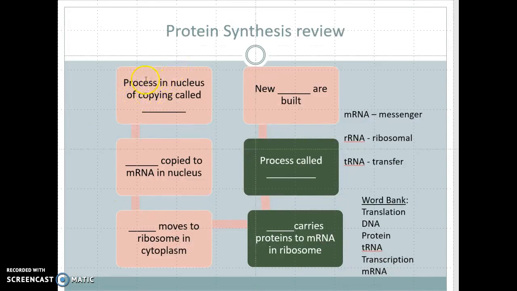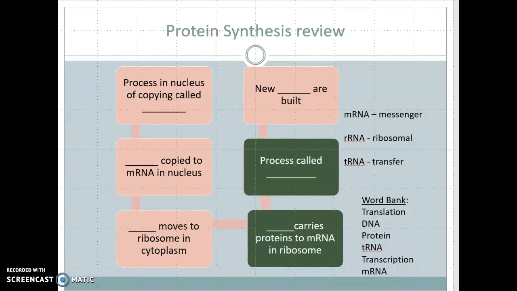So here's the review. The process in the nucleus is called transcription. The DNA is copied by the RNA. The mRNA, the messenger RNA, moves to the ribosome in the cytoplasm. New proteins are built, and this new process is called translation. And then the transfer RNA carries the amino acids to the messenger RNA in the ribosome to make the new proteins. So you might want to review that.